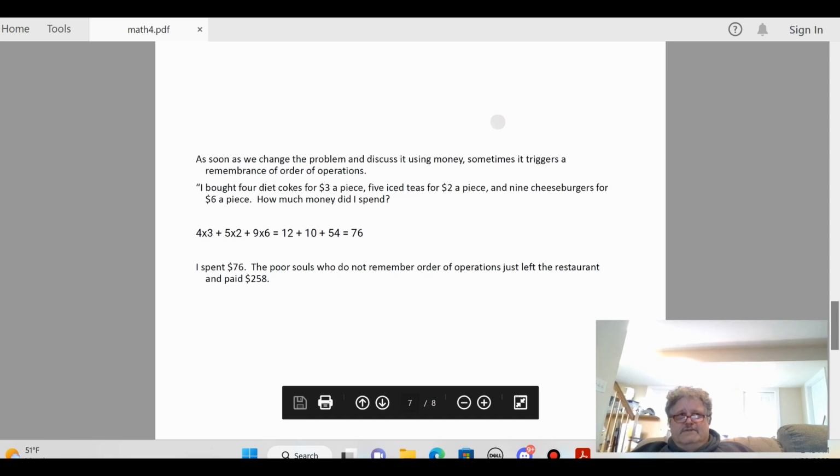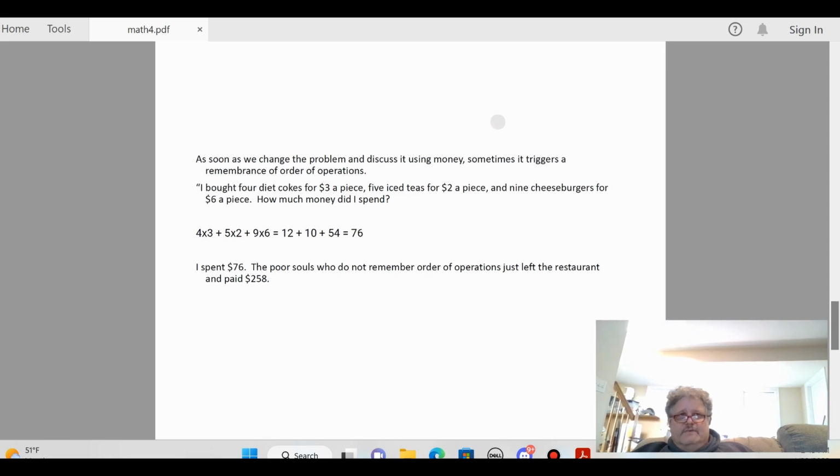As soon as I change this problem and make it something real world, and especially if I involve money, all of a sudden, sometimes light bulbs go off in people's minds. They go, "Oh, now I remember how order of operations works." Because, here we go. Here's an example.